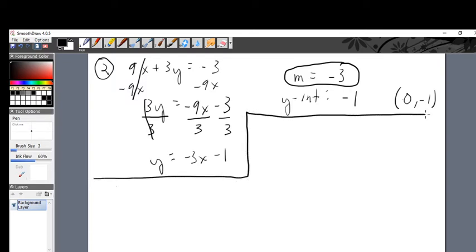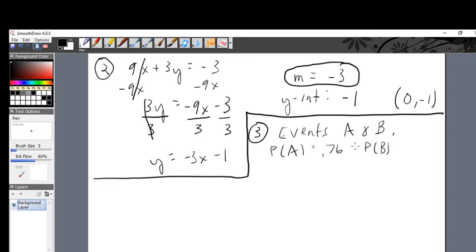Okay, problem number 2 is more involved. I'm sorry, I meant to say problem number 3. So you've got events A and B. That's one piece of information. At least you know that we're talking about events A and B. The probability of A you're given as 0.76. The probability of B you are given as 0.14.